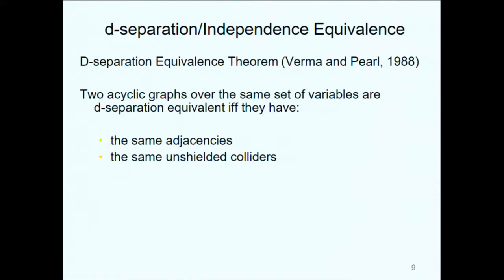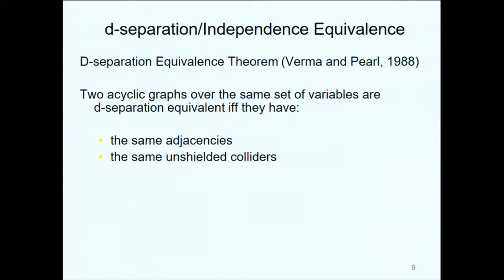And so here is the first big result in this field. I think it's safe to say, or among many. We call it the d-separation independence equivalence theorem, and it's from Thomas Verma and Judea Pearl, late 1980s. And it says that if we have two acyclic graphs over the same set of variables, then they're d-separation equivalent, which means they imply the exact same set of independence relations, if and only if they have the same adjacencies and the same unshielded colliders. It's really that simple.